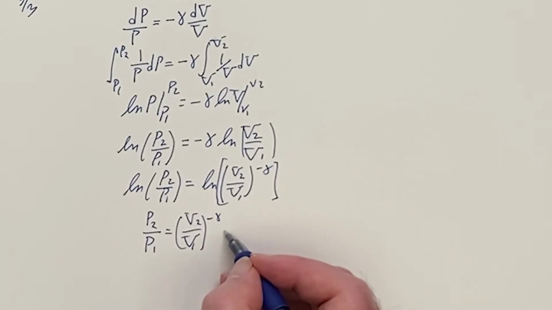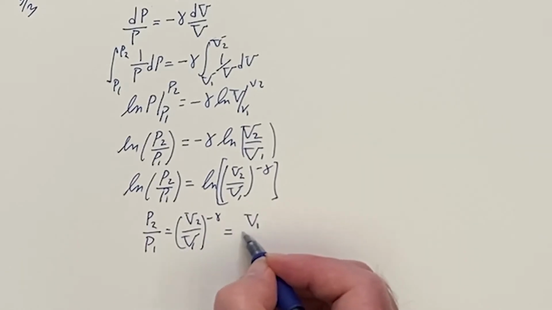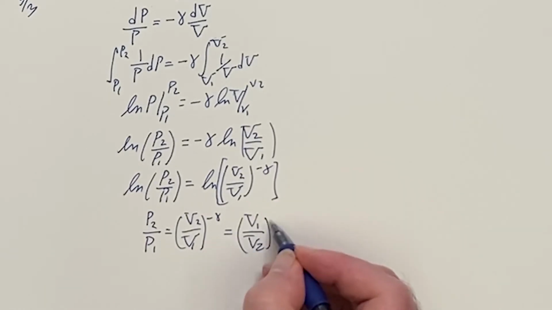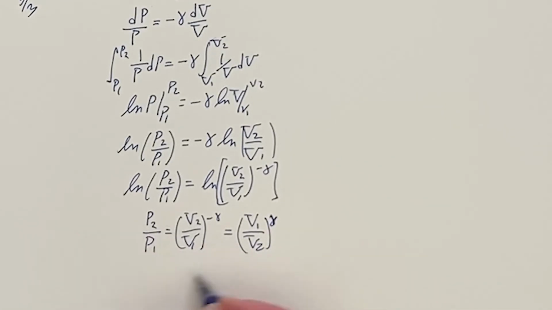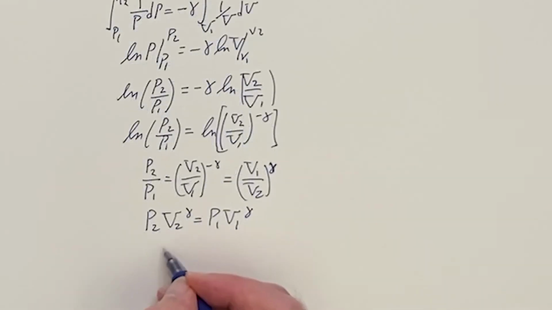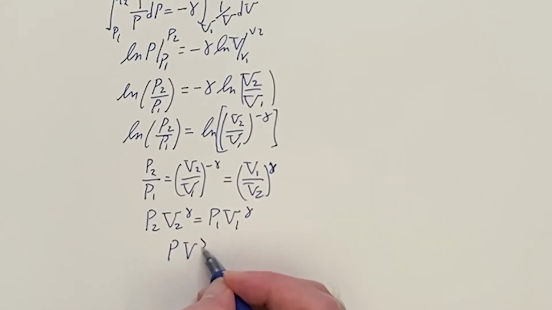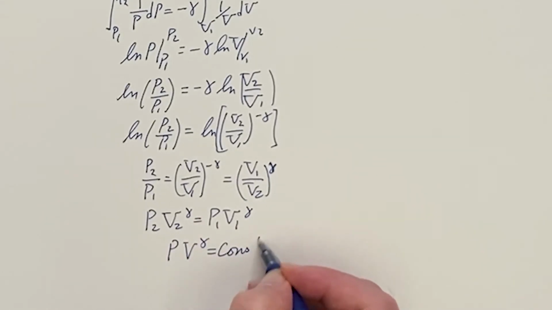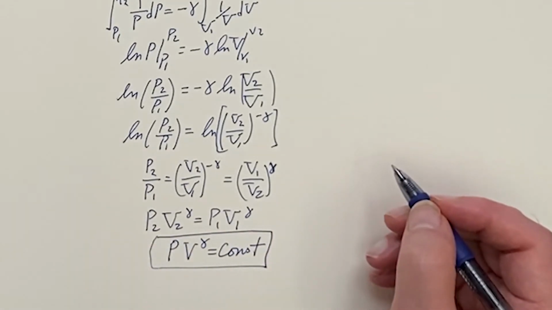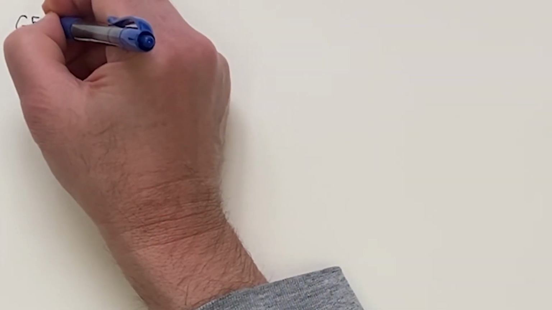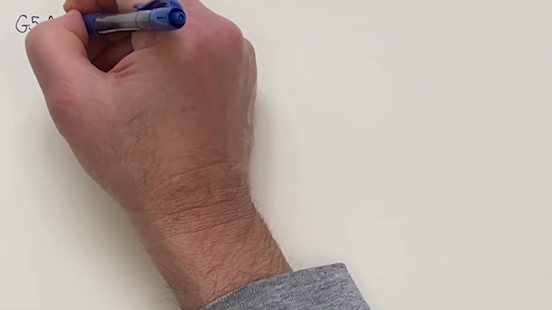And that means we can flip this and make the gamma a plus sign like that. And then we can put the 2's on one side of the equation like this, and the P's on the other side of the equation like that. And we were basically showing that PV to the gamma is equal to a constant. Nice formula for an adiabatic system. Isn't that nice?